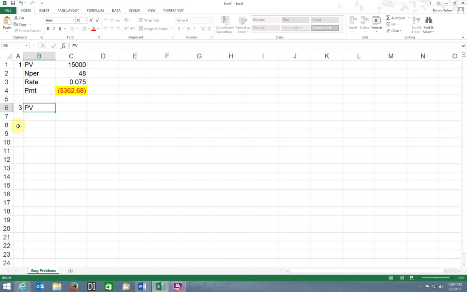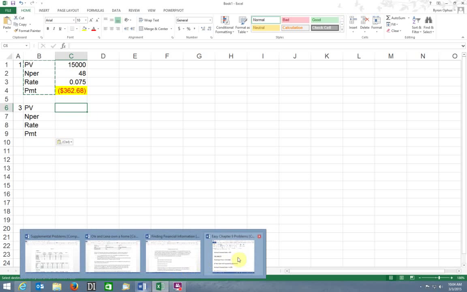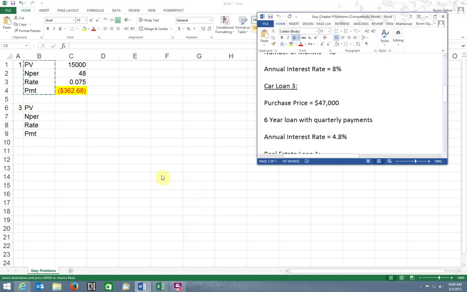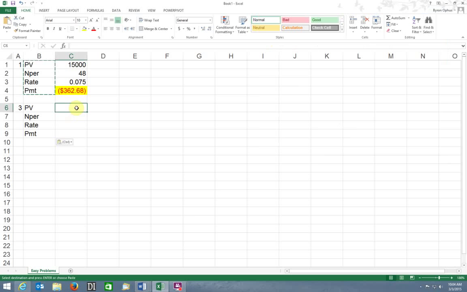I still have the same present value. In fact, I could just come up here and copy this and paste it right here. Okay, so I don't have to retype it. But my purchase price is $47,000. Now I've got a 6-year loan with quarterly payments. Ooh, okay. So let's do 47,000. Right, 6 years. I'll just leave it at that.